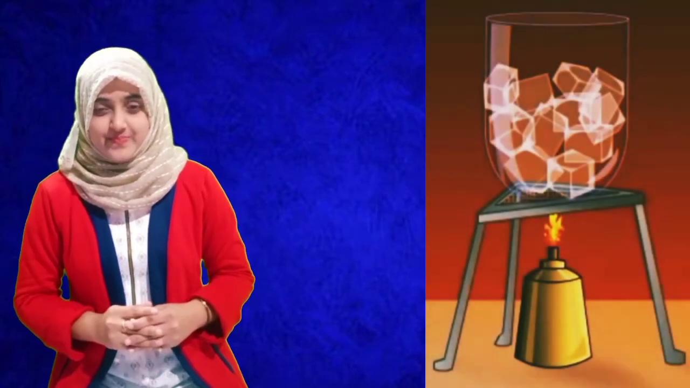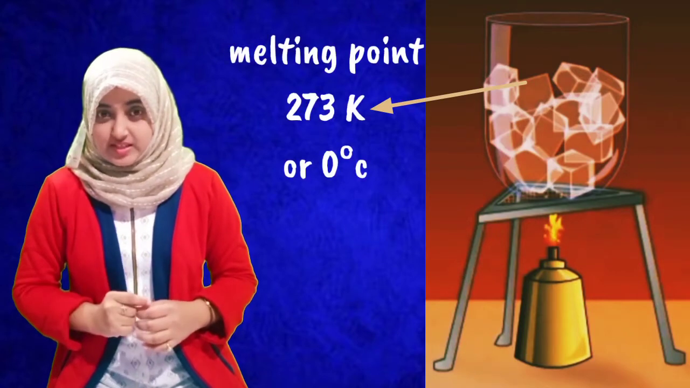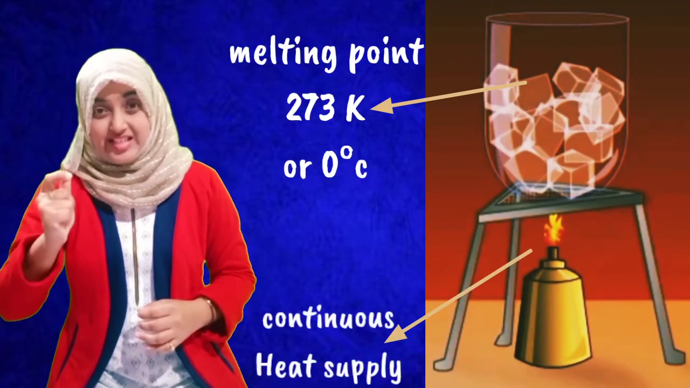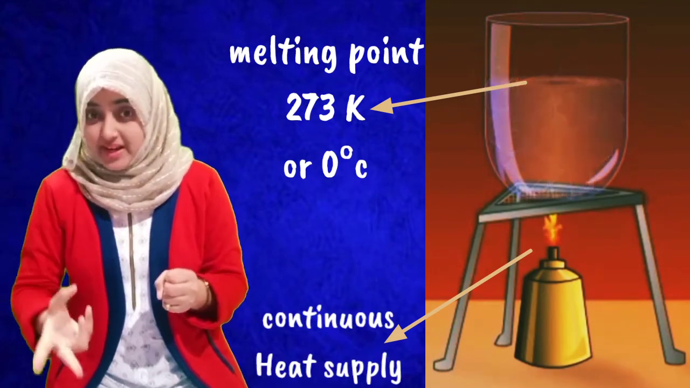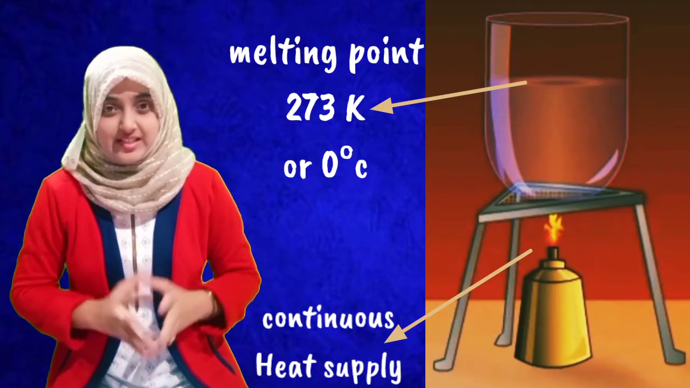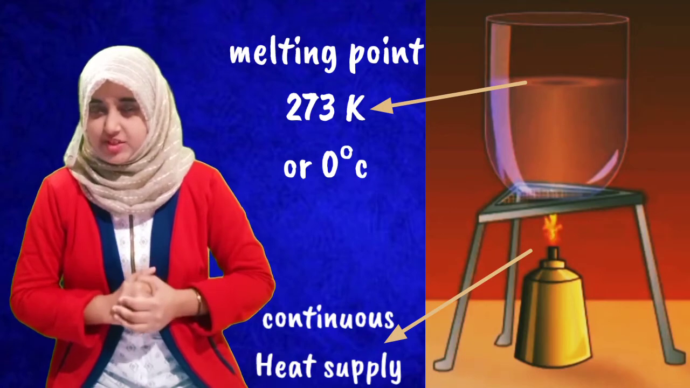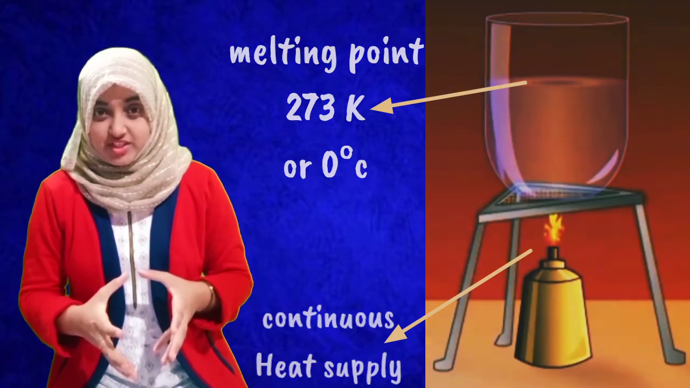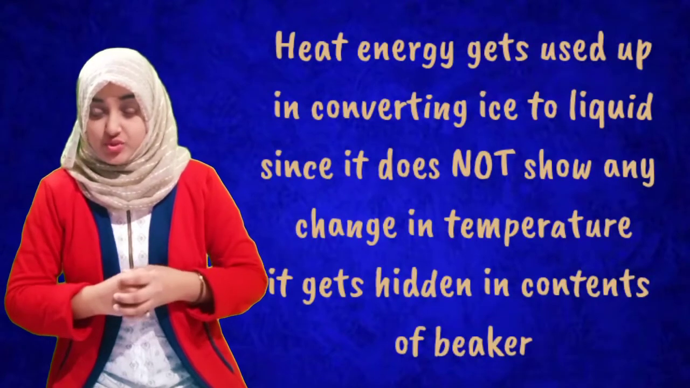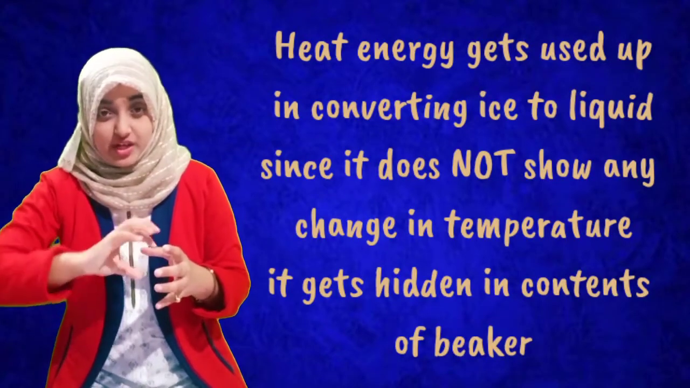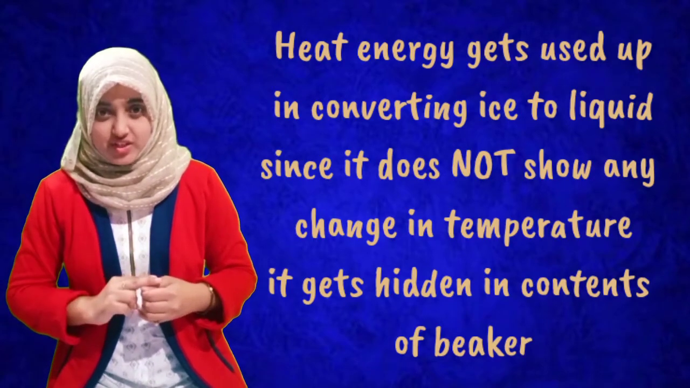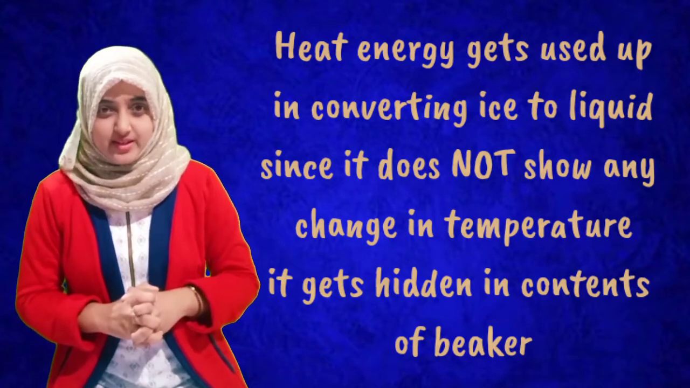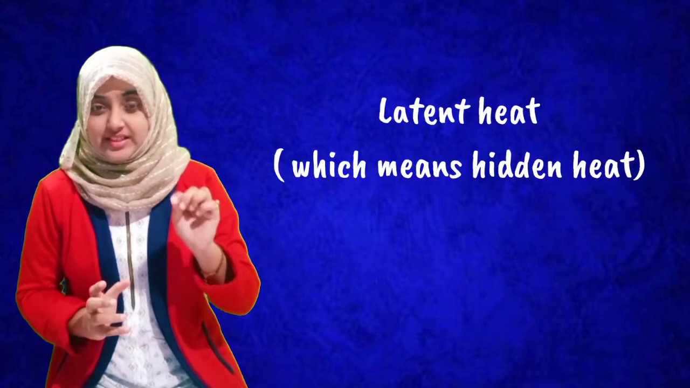But there was one strange observation seen in this experiment. Once the melting point was reached, the temperature did not rise until all the ice in the beaker melted, in spite of continuously heating it. Then where did this heat energy go? Well, this heat energy is used to convert all the remaining ice cubes to liquid. Since this heat energy does not show any rise in temperature, it gets hidden in the contents of the beaker. So it is called the latent heat.